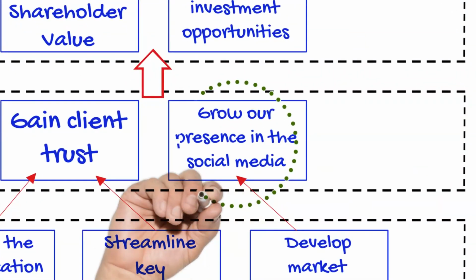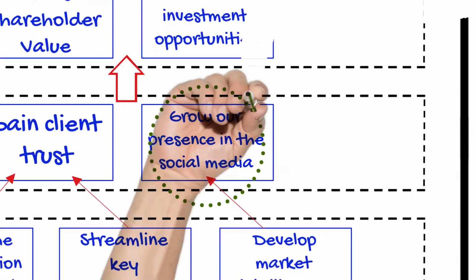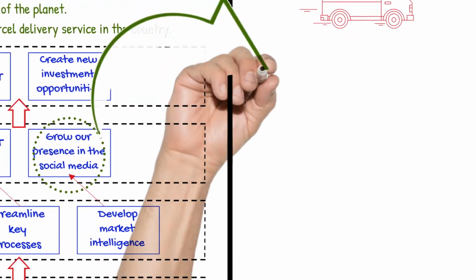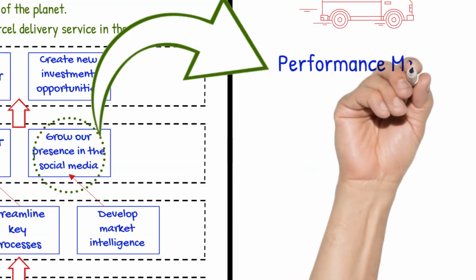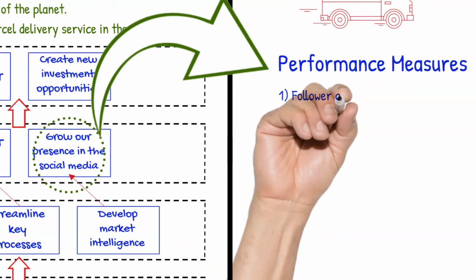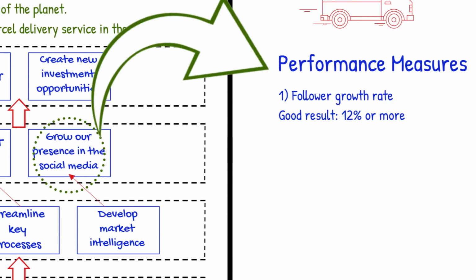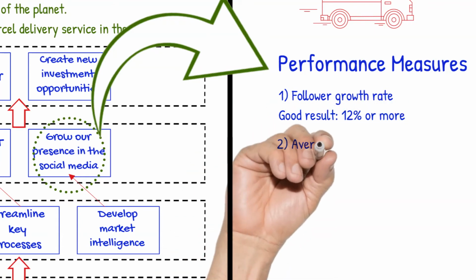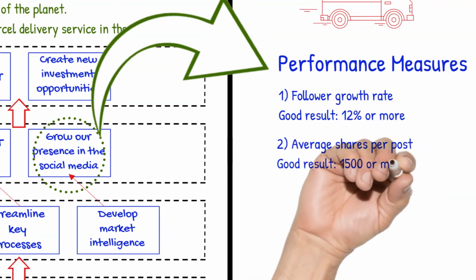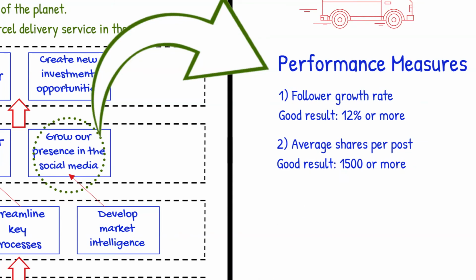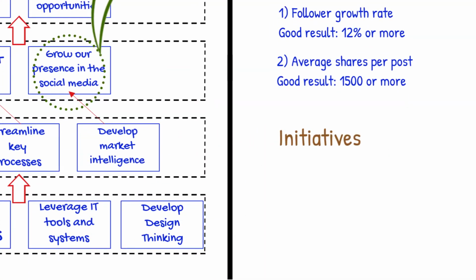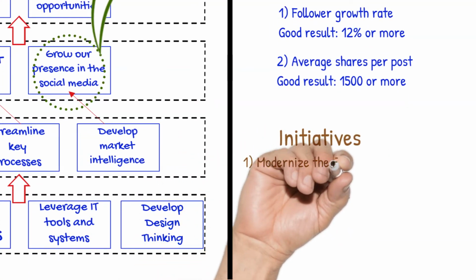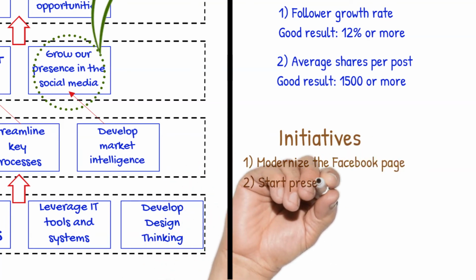Let's take a closer look at their strategic objective: grow our presence in the social media, located in the customer perspective. After a careful analysis, the company decided that they need to monitor these two performance measures. Follower growth rate, which they consider 12% as a good result, and the average shares per post, which they consider 1,500 a good result. By having that information, they define some initiatives that can help the company to achieve these numbers. They will modernize their Facebook page.